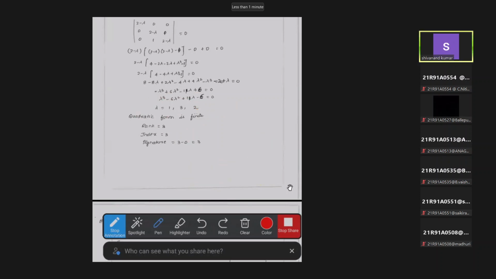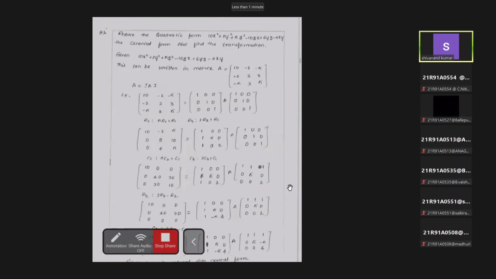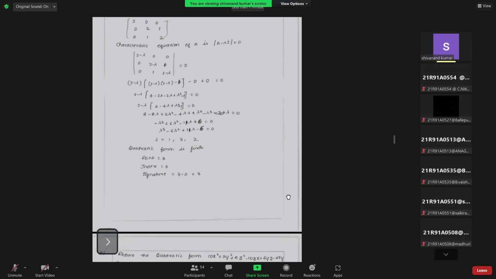So now we'll go for one more problem. There are no more problems, only 2 are there. In the textbook there are 10 problems, so we'll discuss the textbook problems.